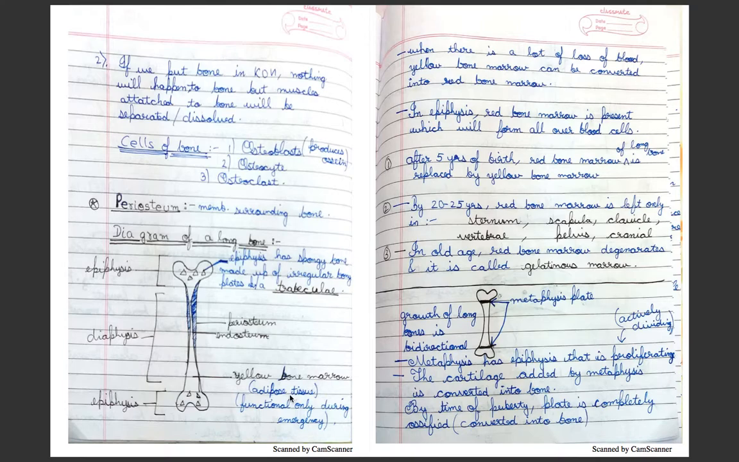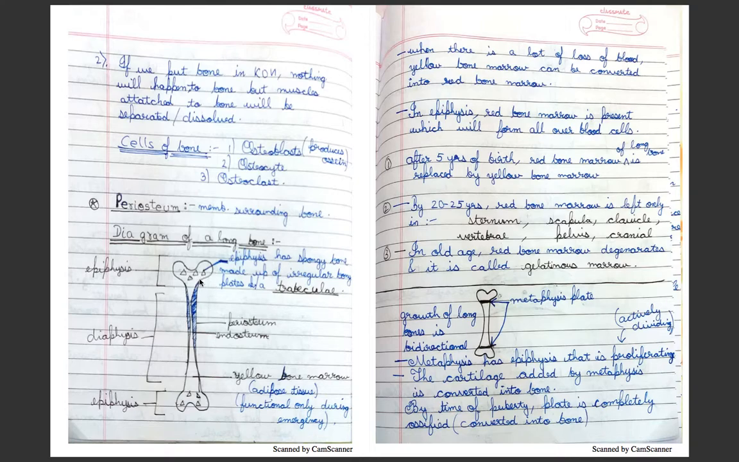The yellow bone marrow is mainly adipose tissue and is functional only during emergency. It will change into red bone marrow, and the epiphysis is permanent red bone marrow. When there is a lot of loss of blood, yellow bone marrow can be converted into red bone marrow. In the epiphysis, the red bone marrow forms all our blood cells, that is RBC, WBC, platelets.